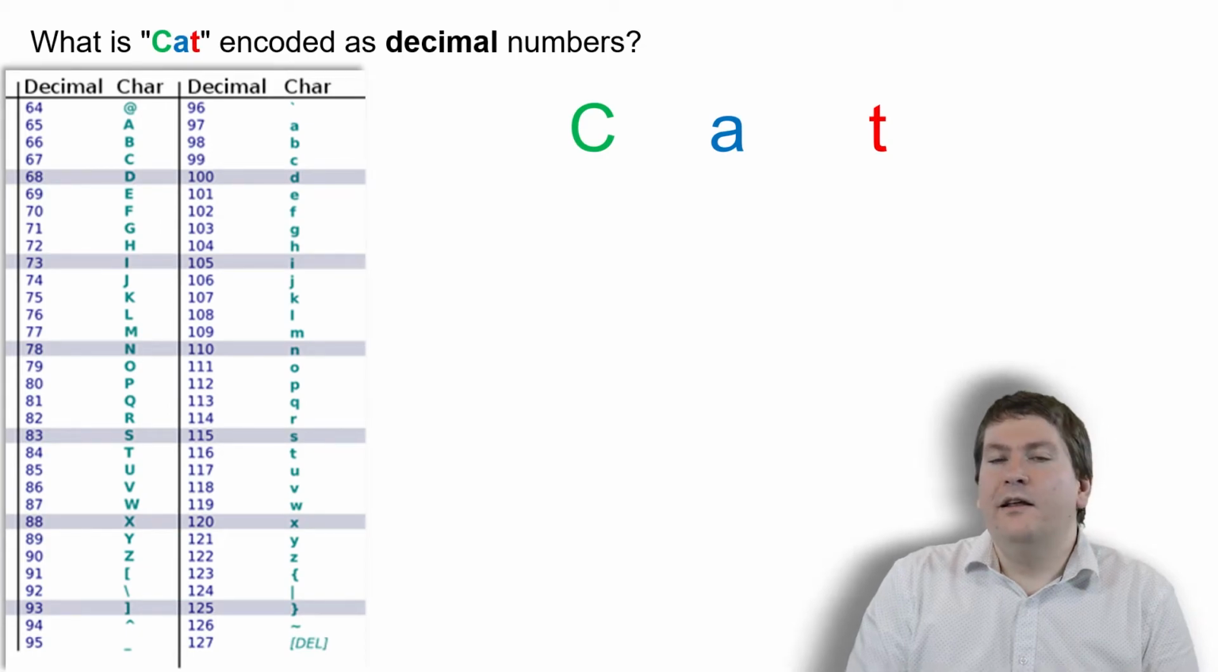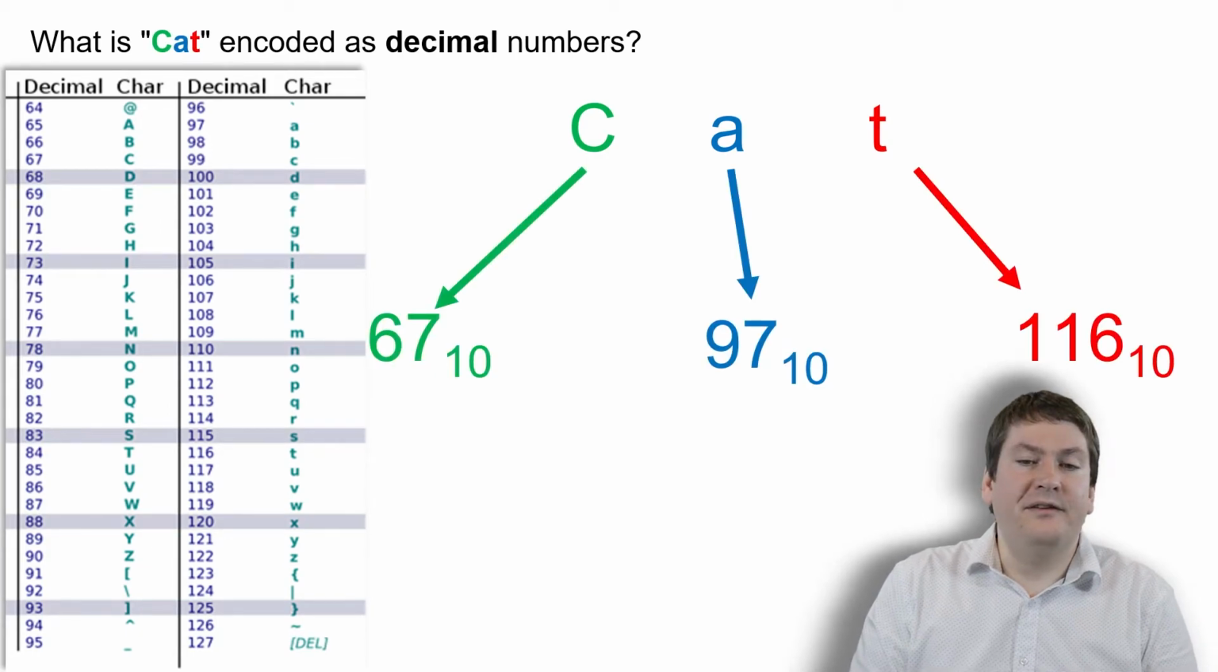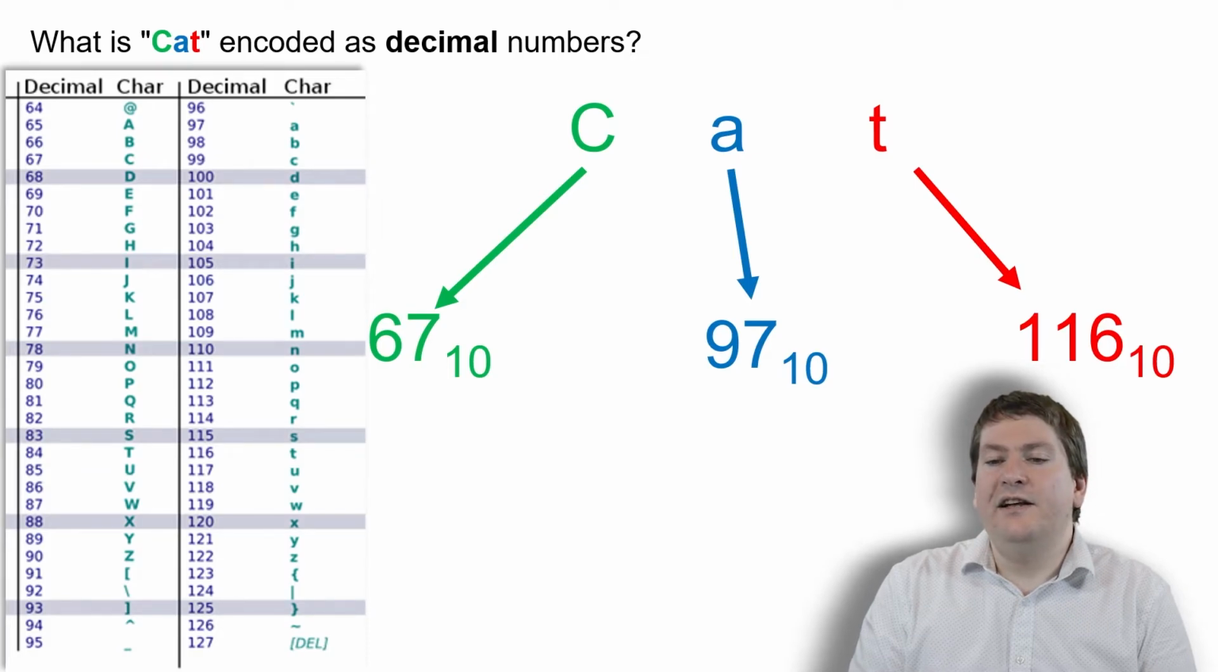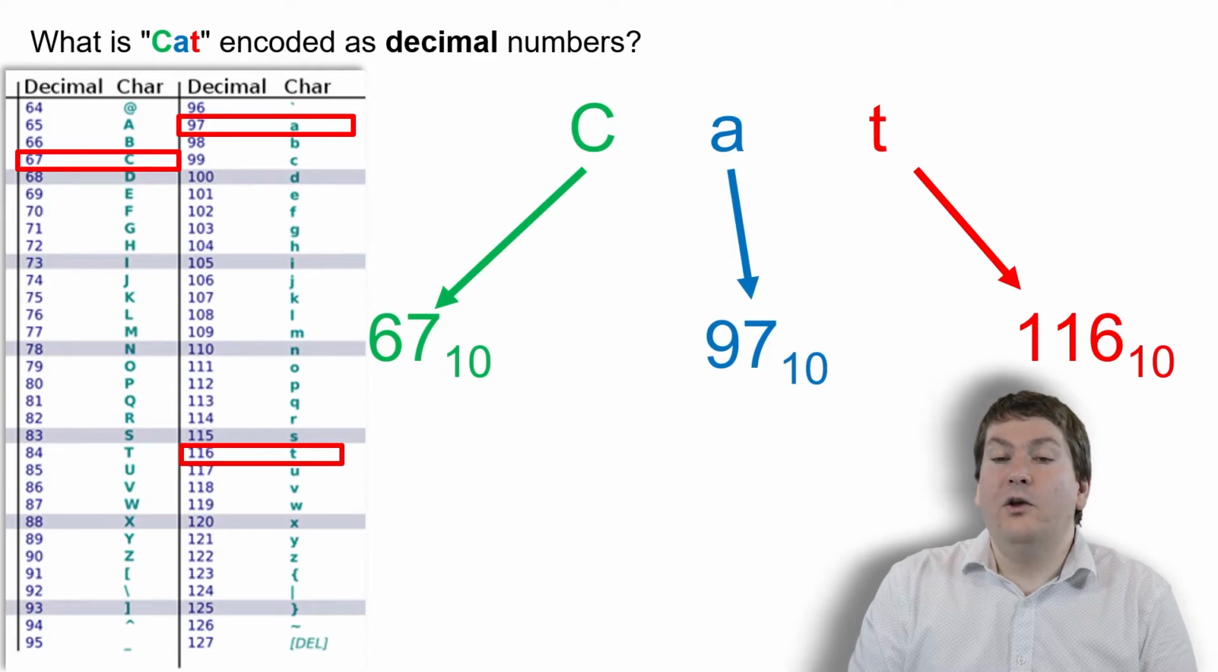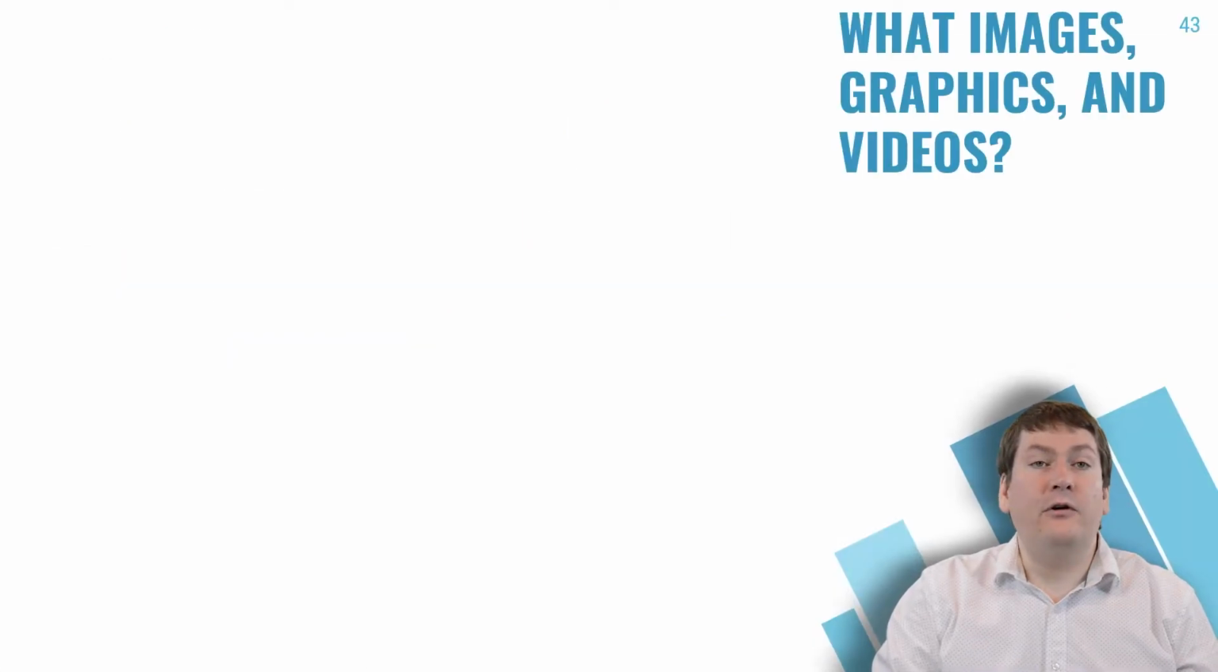And we're back. Let's take a look at the solution. So C should be 67, A is 97, and T is 116. Again, the subscript 10's here just note that this is a decimal number and not binary. So how did I do this? Well, I looked at the ASCII table. I looked up capital C is 67, lowercase a is 97, and lowercase t is 116. A key thing here is remembering that there's a difference between capital and lowercase letters. If we were storing this on a computer, the computer would then go a step further and turn those decimal numbers into binary.